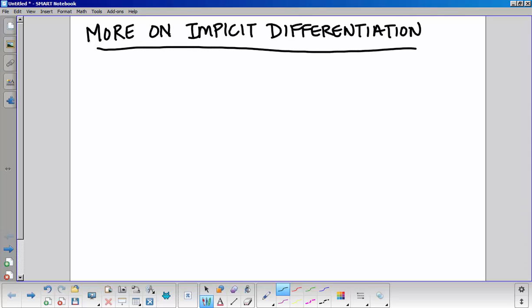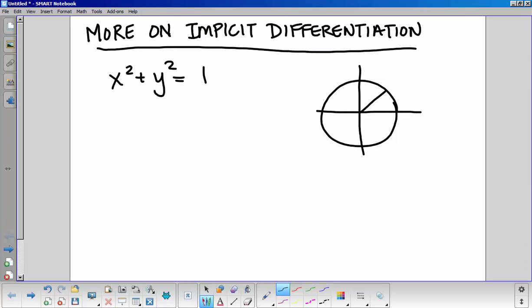So like I said, our favorite unit circle is x squared plus y squared equals 1, okay? This is a circle with a radius of 1, and it has tangent lines to be found. Now we're going to take the derivative here implicitly. Okay, so how do we do that?